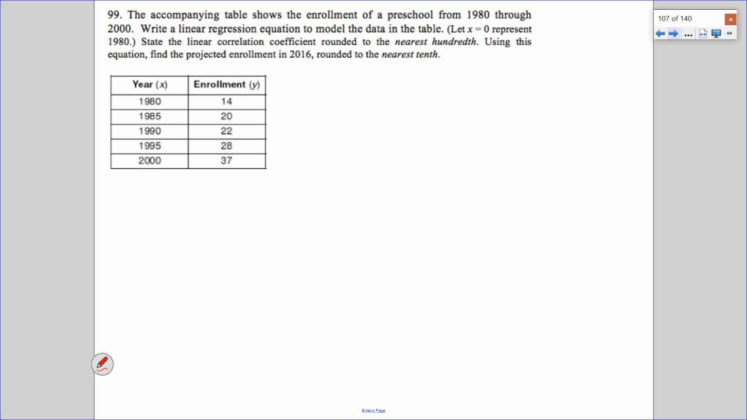All right, linear regression equation. Simple, but be cautious. A lot of areas to lose points on these questions, even though they're pretty straightforward and simple. Make sure you round correctly, and make sure you read very carefully. First of all, it says let x equals 0 represent 1980. So I'm not going to type 1980 into the calculator, I'm going to type 0. How many years after 1980 is 1985? 5 years. 1990 is 10 years. 15, 20. So I'm going to go to my calculator, I'm going to type in this data.